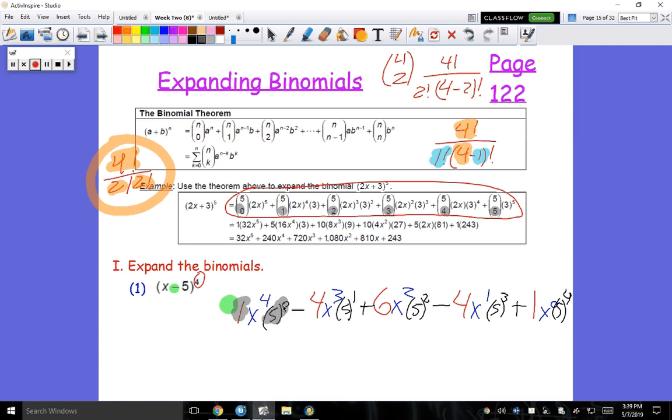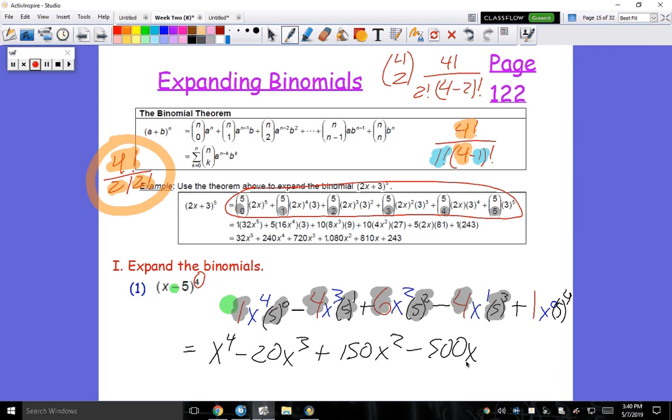And here we go. 1 and 5 to the 0. What does that equal? 1. So it's x to the 4th. 4 and 5 to the 1. What does that equal? Negative 20. Okay. Then you have 6 and what is that? 25. So it's going to be 150x squared, right? And then you have 4, and what's that? What's 125 times 4? 500. So 500x, and then 5 to the 4th.